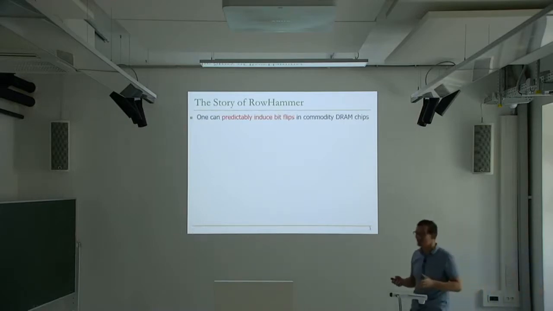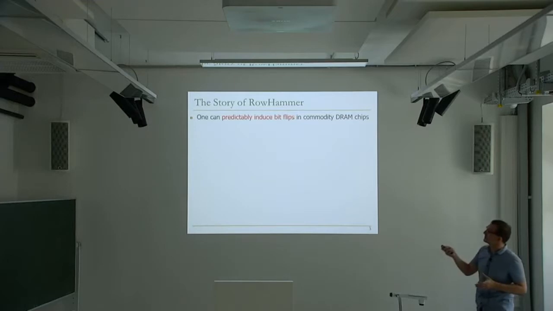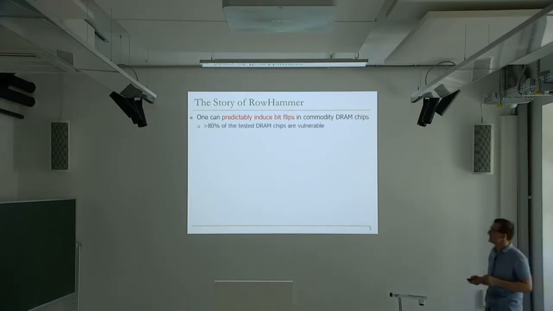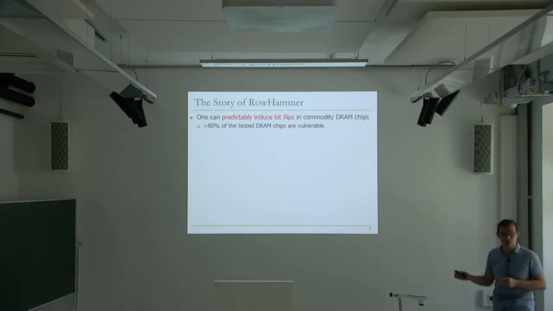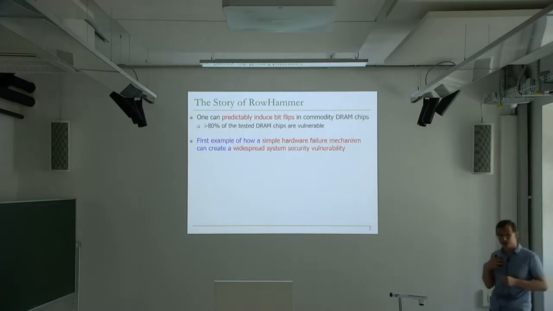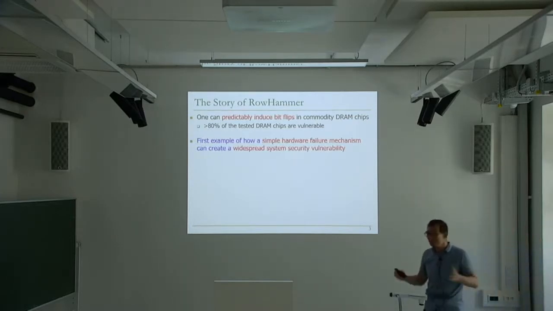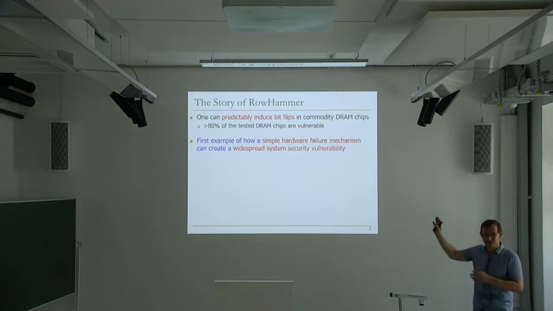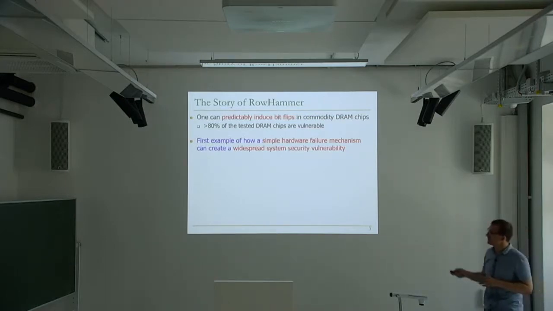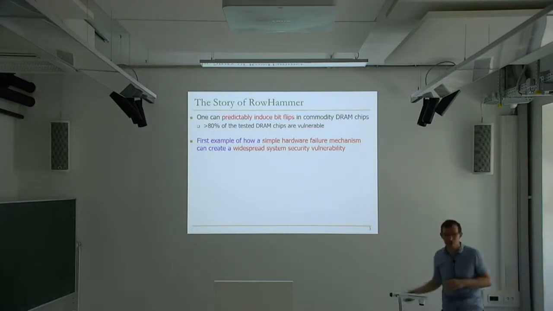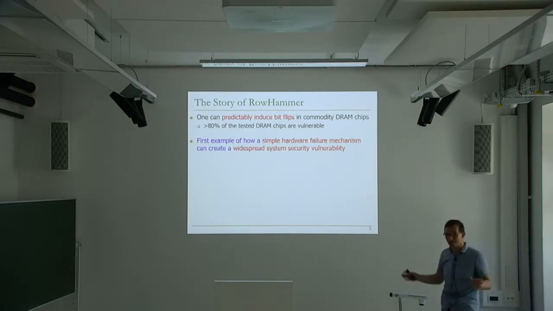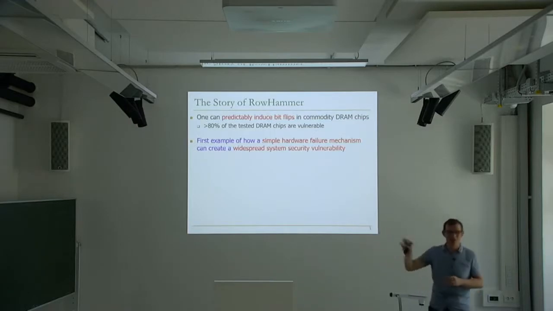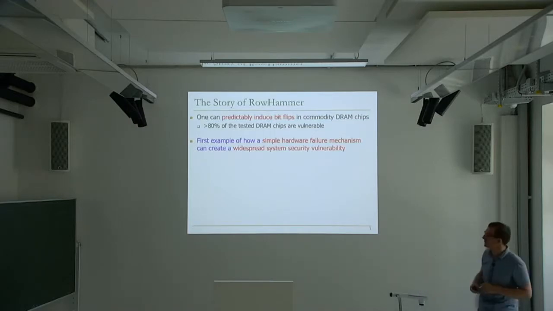Essentially, as I said yesterday, this is the fact that you can predictably induce bit flips in commodity DRAM chips. And when we first did the testing, we found out that more than 80% of the tested DRAM chips are vulnerable to RowHammer. And as far as I know, I didn't see any example saying anything contrary to this so far. It's really the first example of how a simple hardware failure mechanism can create a widespread system security vulnerability in a programmatic way, essentially. You can basically program an application, and it can take advantage of this hardware failure mechanism and lead to a system security vulnerability.